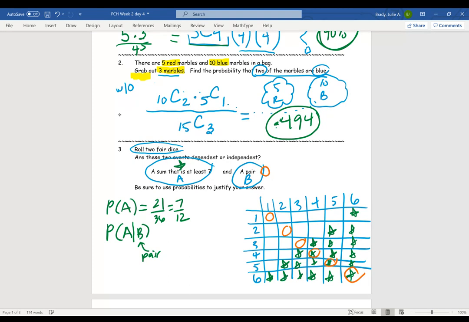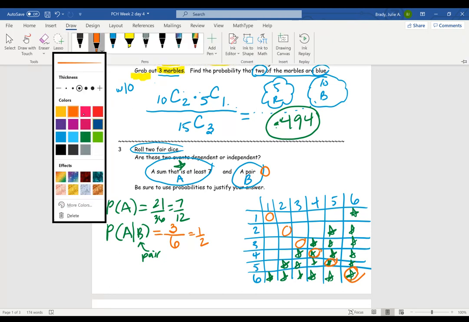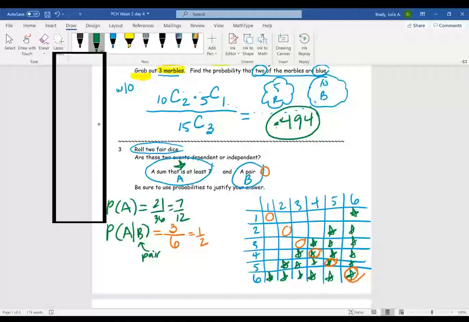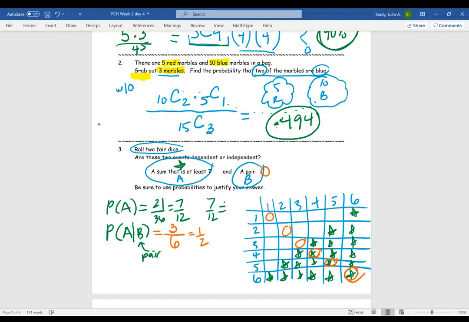Okay, so for this probability, I couldn't pick from all 36 boxes. I know I had to be in one of those 6 boxes on the diagonal. And out of those 6 boxes, only 3 of them have a sum that's 7 or bigger. So this probability is 1/2. Okay, so what are we going to say? We're going to say that 7/12 is not the same as 1/2. Therefore, the events are dependent.